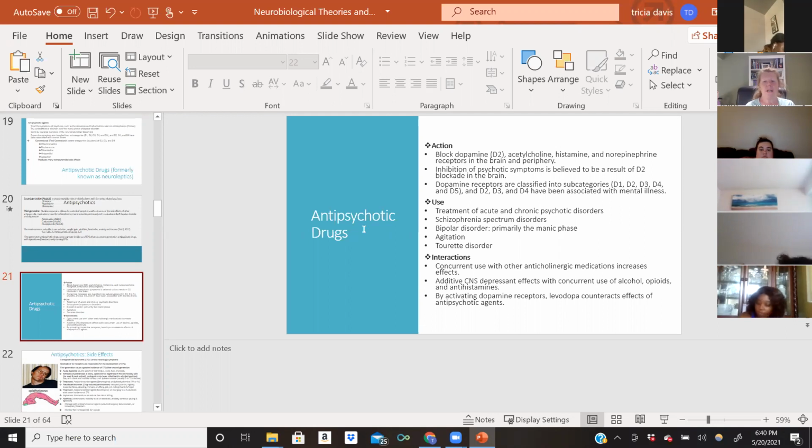Interactions: you would want to be careful if you were taking them concurrently with other anticholinergic medications, because it can increase the effects of the medication. You could see additive CNS depressant effects with concurrent use of alcohol, opioids, and antihistamines. So you want to educate your patients that when they're taking these medications, they don't want to drink alcohol, and they don't want to take opioids or antihistamines. And by activating dopamine receptors, levodopa counteracts the effects of the antipsychotic agents in some patients taking that medication.